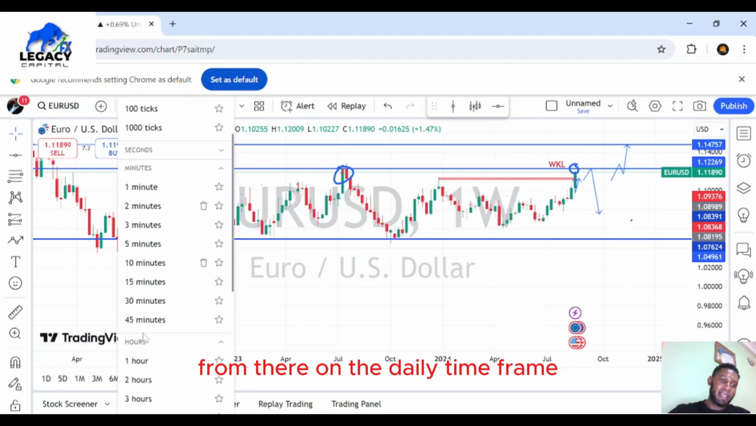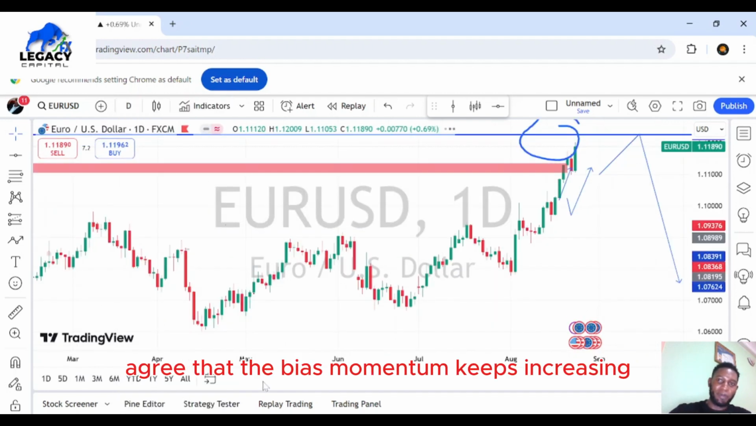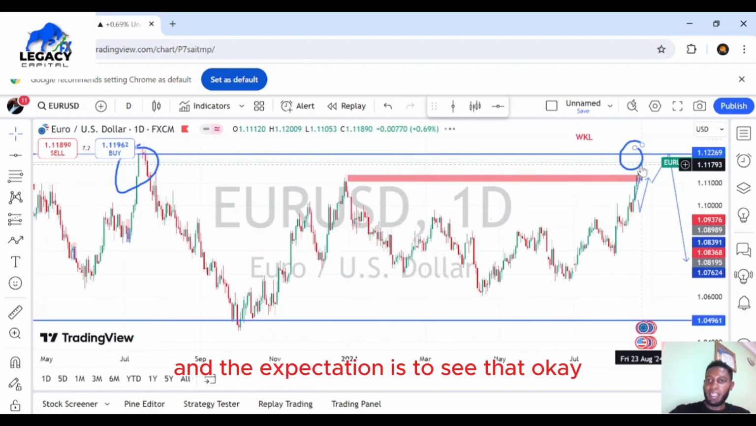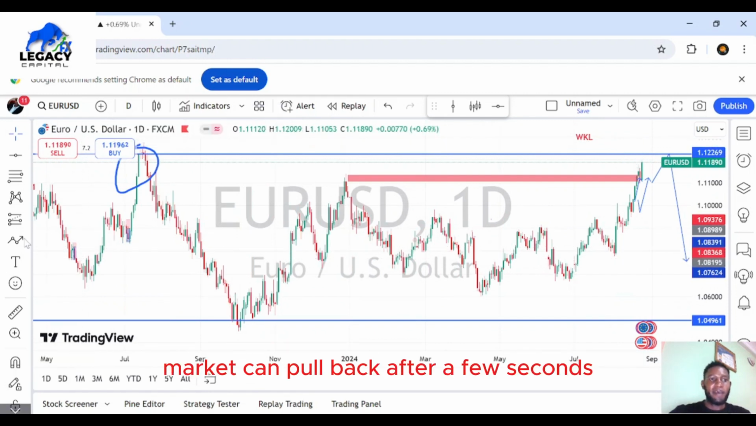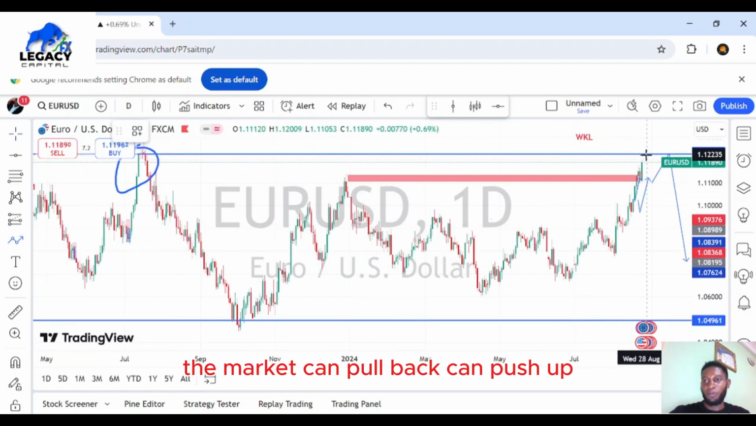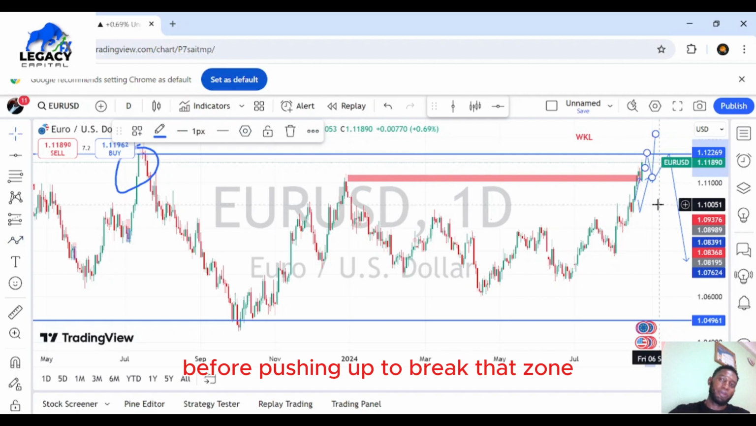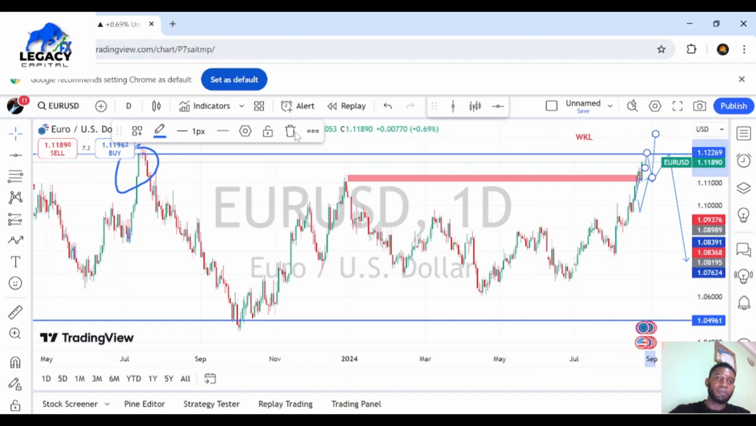From there, on the daily time frame, we definitely agree that the buyers' momentum keeps increasing, and the expectation is that on the daily time frame, it's possible that the market can pull back. The market can push up, hit this zone, retrace back to this level before pushing up to break that zone. That's our expectation as far as EUR/USD is concerned on the daily time frame.